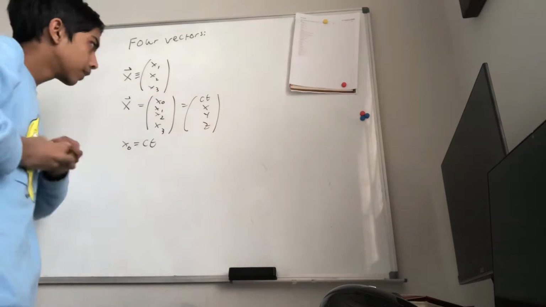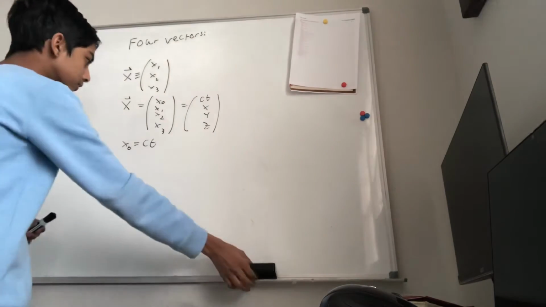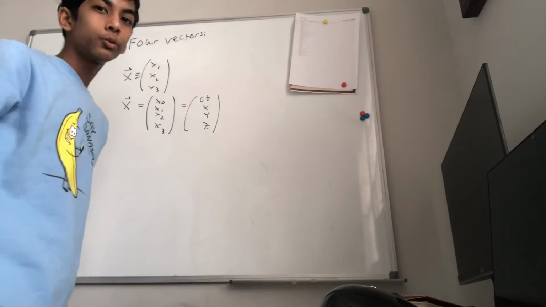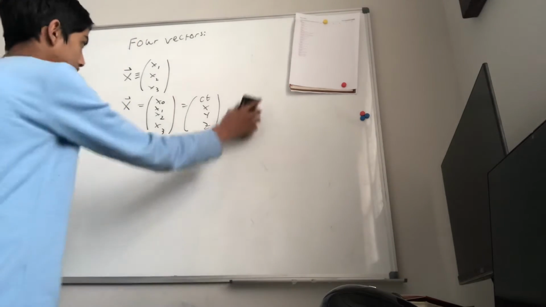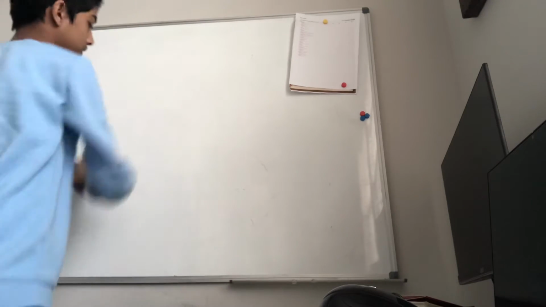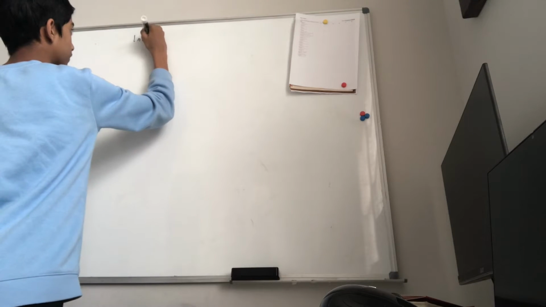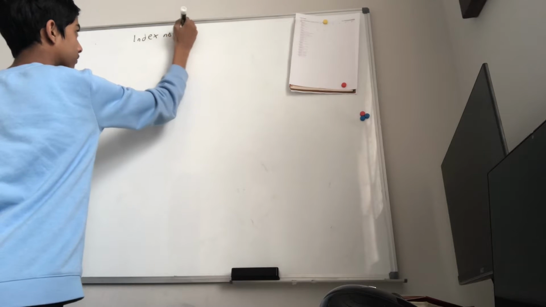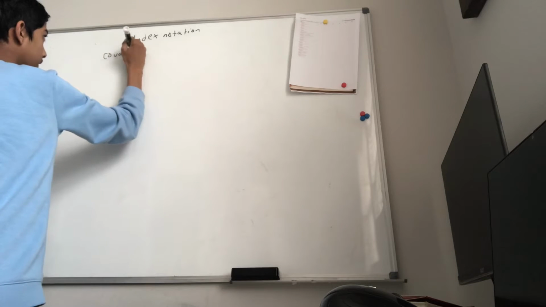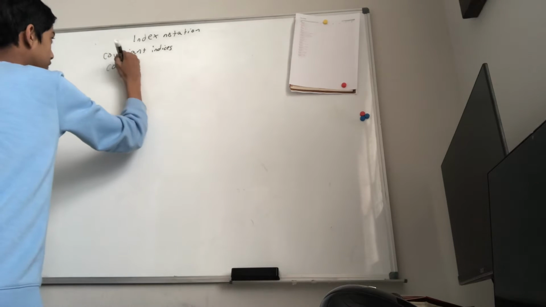And first, if we want to actually do operations with 4 vectors, then we have to create a different notation rather than the arrow, if we want to distinguish between the 4 vector notation and 3 vectors. So we're going to go into index notation, and we're going to talk about covariant indices and contravariant indices.